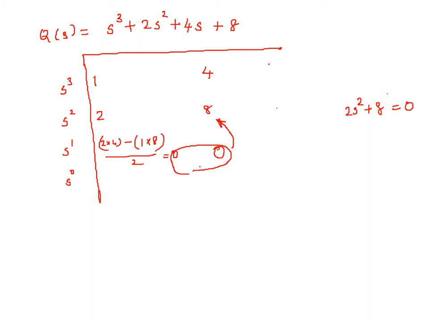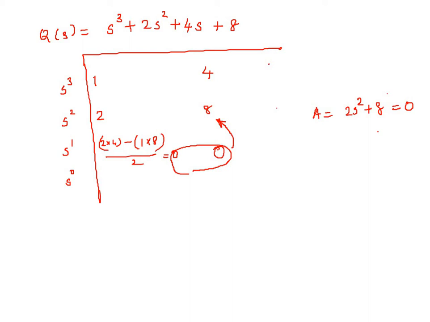So when a situation like this comes, you have to consider the row just above the all 0 row, and here our coefficients are 2 and 8. 2 is corresponding to s square and 8 is corresponding to s raised to 0, that we know. So we can write the equation 2s square plus 8 equal to 0, and this equation is known as the auxiliary equation. So your auxiliary equation is 2s square plus 8 equal to 0.